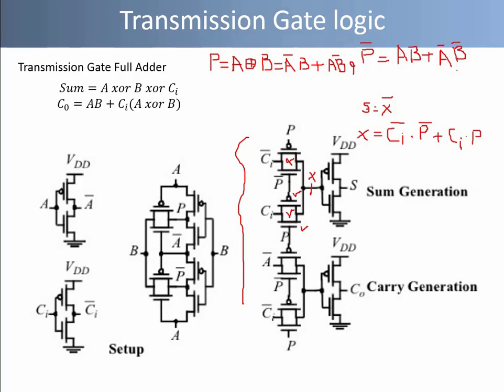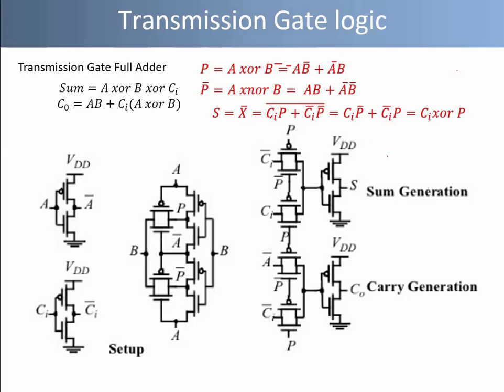Since S is equal to X complement, we can write S is equal to Ci P or Ci complement P complement, whole complement, and after solving this term we obtain Ci P complement or Ci complement P, and this is a simple XOR operation between Ci and P, where P is already an XOR function between A and B. So from here we obtained that S is equal to Ci XOR A XOR B.